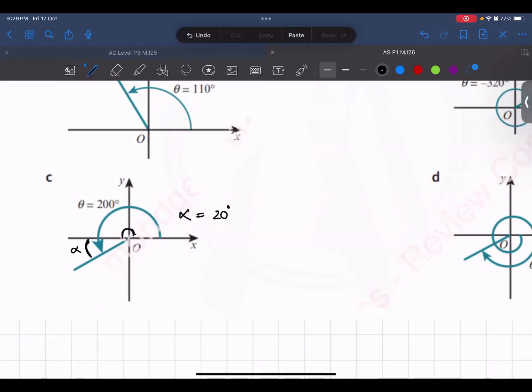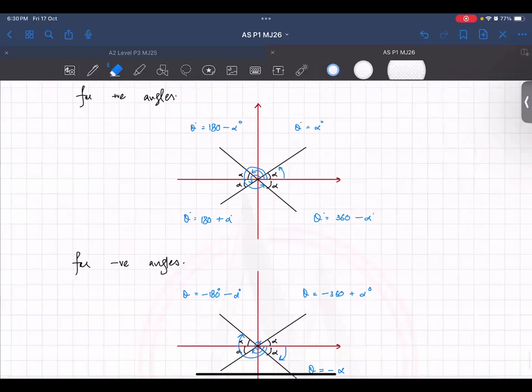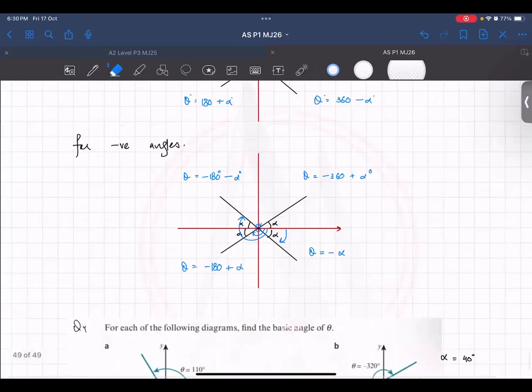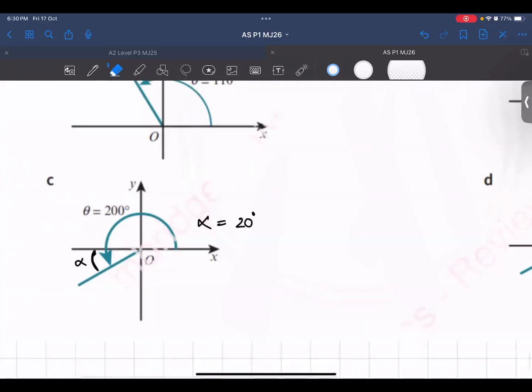Because this is 180 total on a straight line, and 200 minus 180 is alpha. Or you can use the formula as well. These formulas that we learned over here for positive angle, for negative angle, you could have used these as well. Otherwise, simple basic angles you can use. We know in the third quadrant for positive angles, theta is equal to 180 plus alpha. So alpha will be theta minus 180.